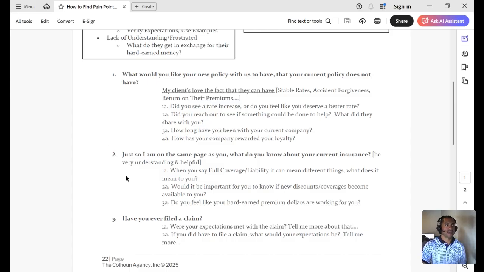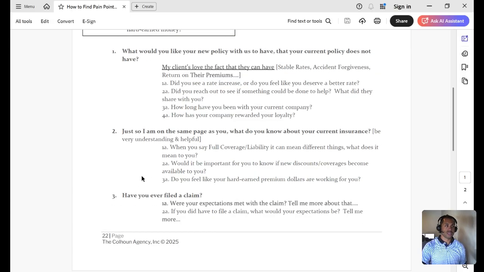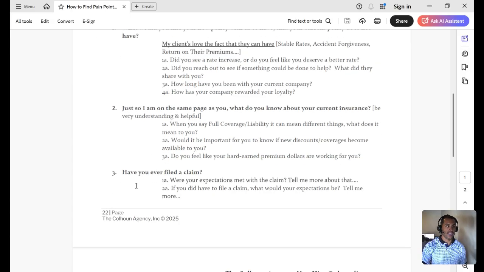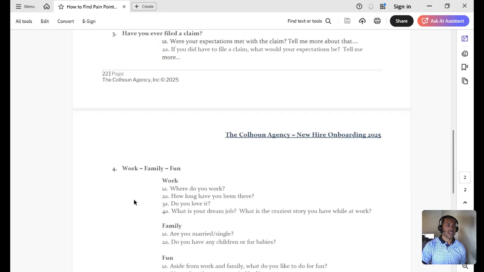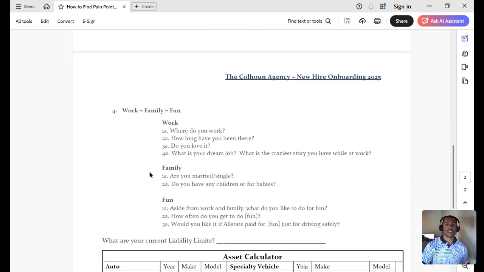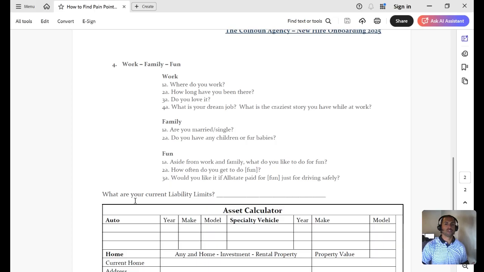The second core question that we have is, just so I'm on the same page with you, what do you know about your current insurance? The third one is going to be, have you ever filed a claim? And then our last one is going to be work, family, fun. Tell me a little bit about where you work. How long have you been there? So on. It gets them talking.